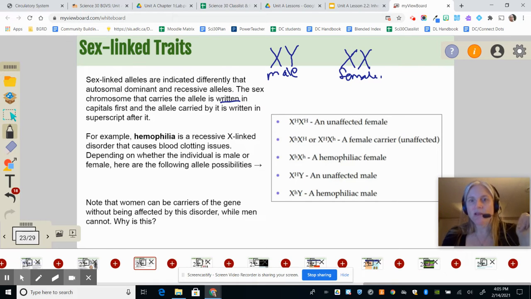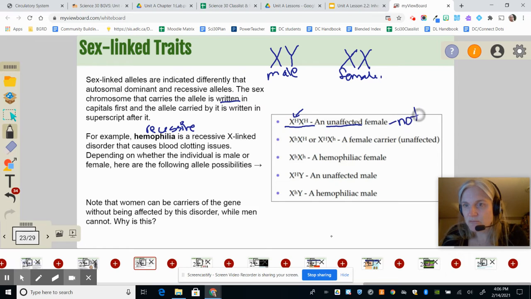Now, when we're looking at traits that occur on these sex chromosomes, we still use capitals to represent dominant and recessive, but we put them up at the top of these alleles. You can see there's an example here. So hemophilia is recessive. The dominant alleles give you an unaffected female, so no hemophilia.